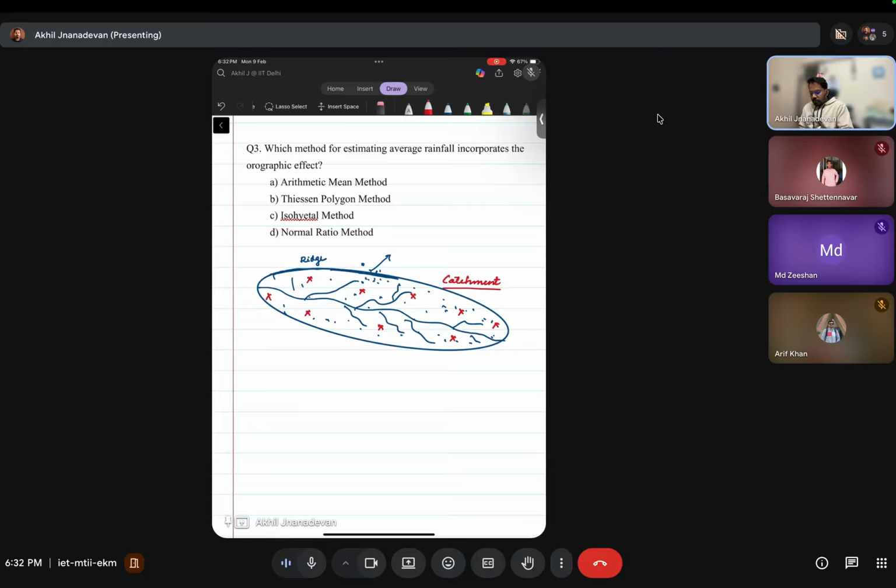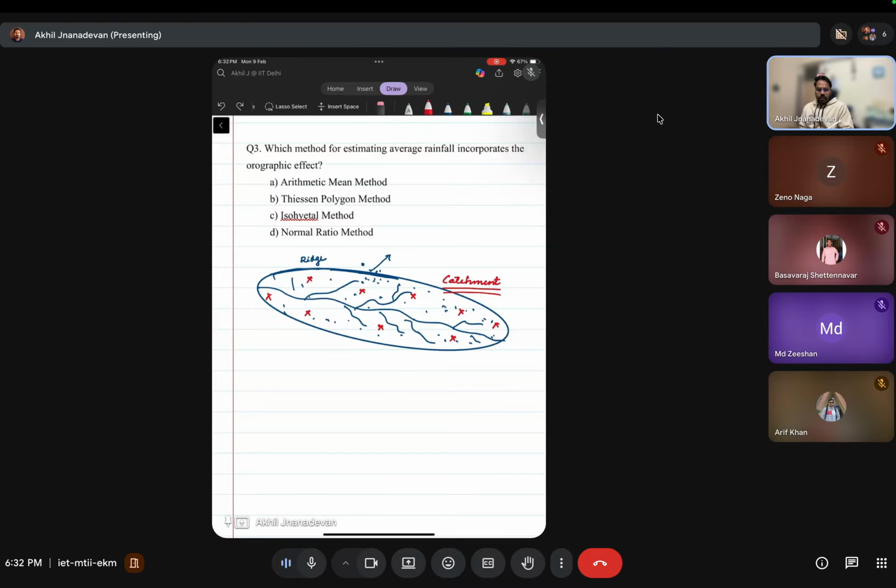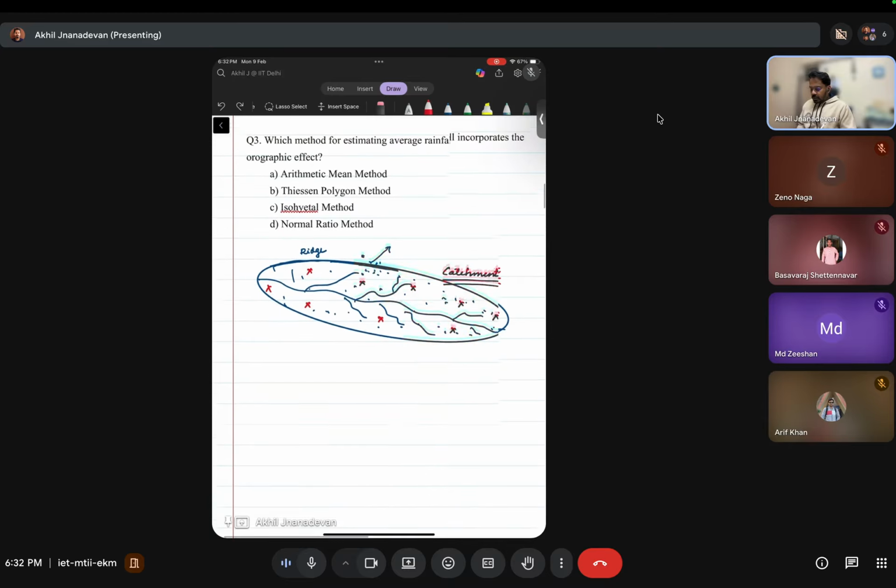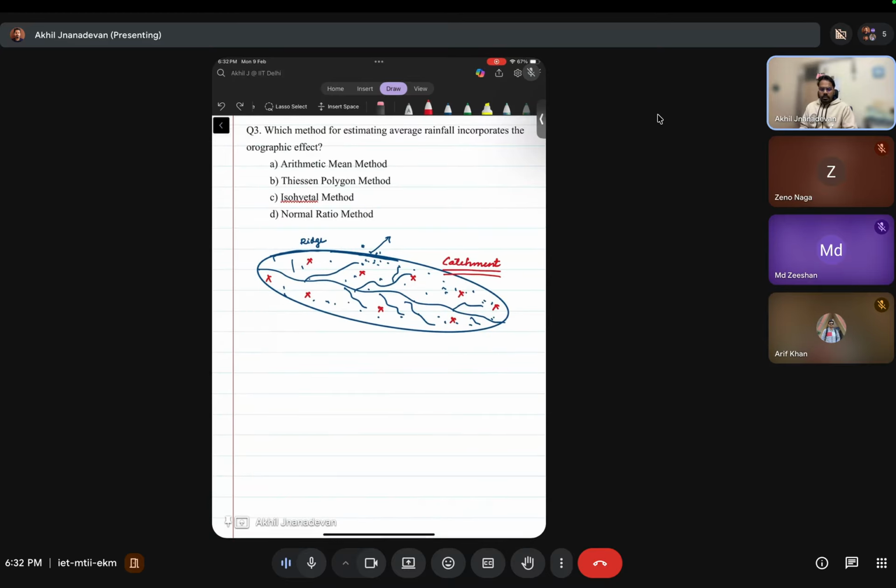If we want to calculate the average rainfall in this particular catchment, we will be using different average estimation techniques. We have the point data, and we are converting it into a spatial average. So we can go to the questions and then see the different methods.